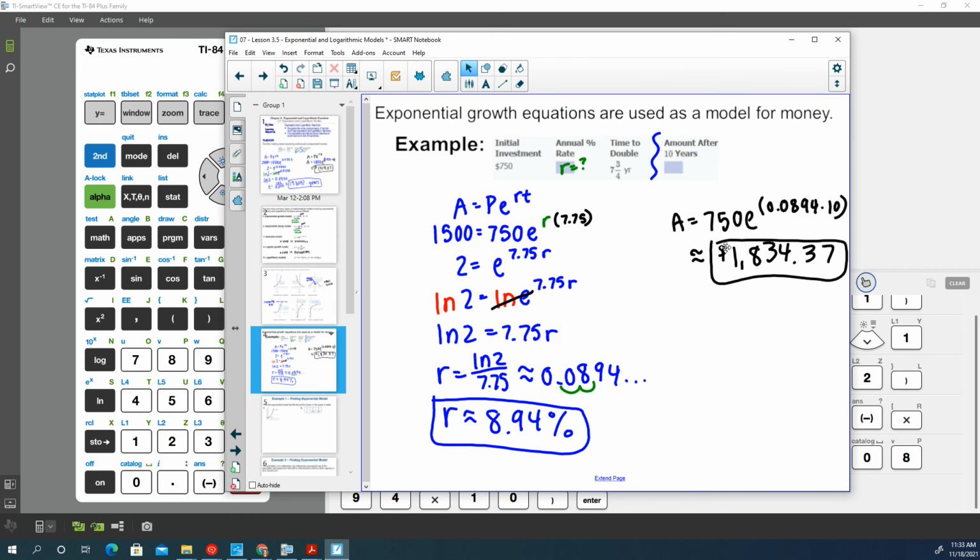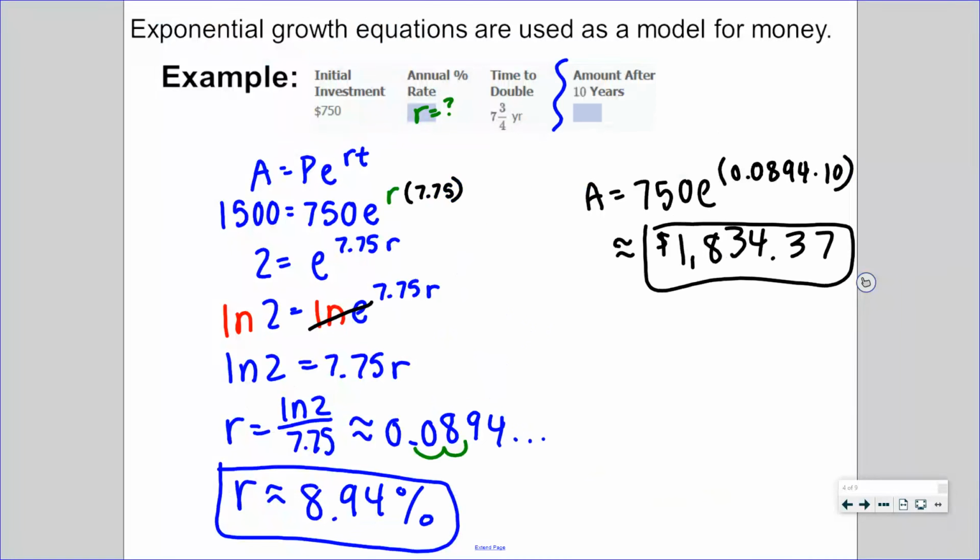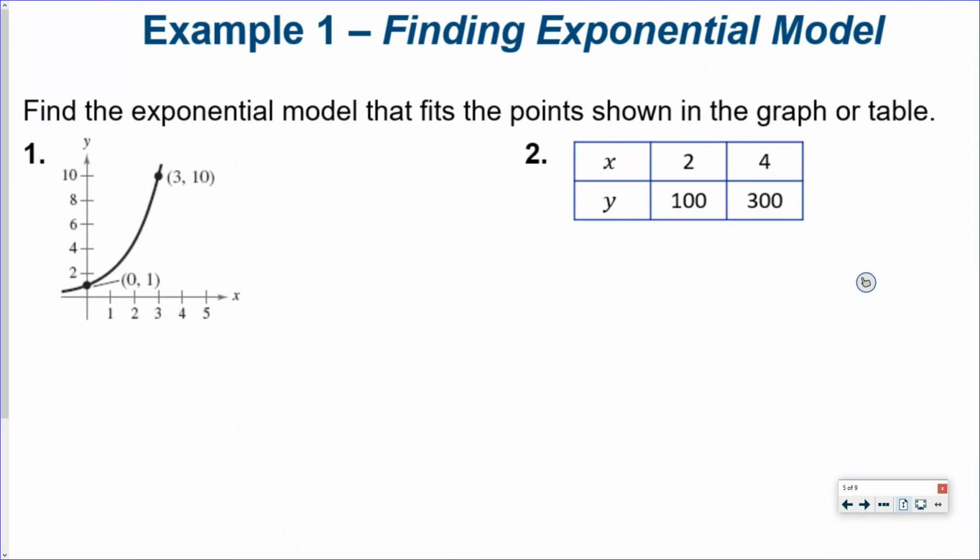Okay, so now we've re-looked at our PERT formula, the exponential growth model, and we've been able to solve for the rate and the time, and also the amount in the account. Okay, let's look at a different type. This one's not so much an application problem, just coming up with a model. This is really similar to Algebra 1, where I give you 2 points on a line and ask you to write the equation of the line. Here we're going to write the equation of this exponential function.